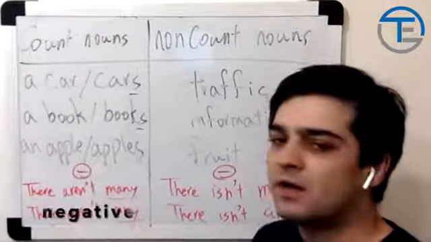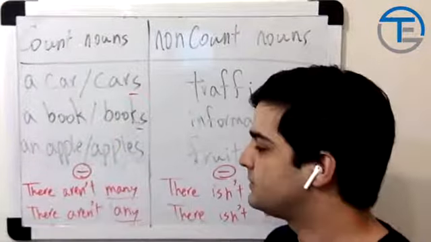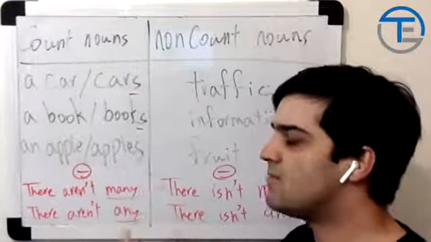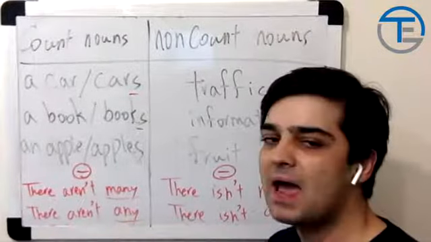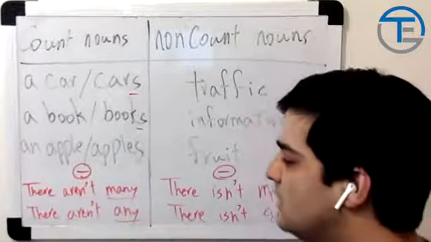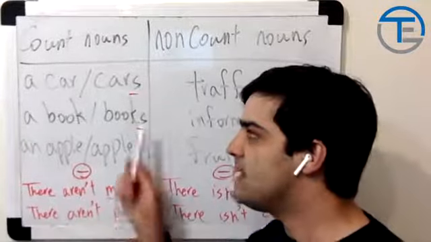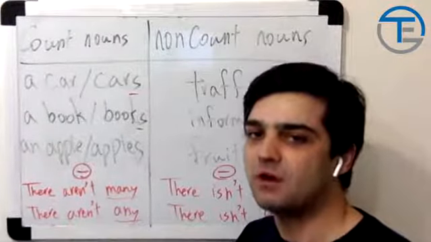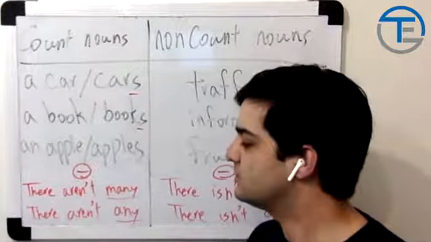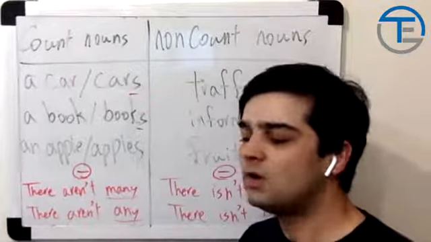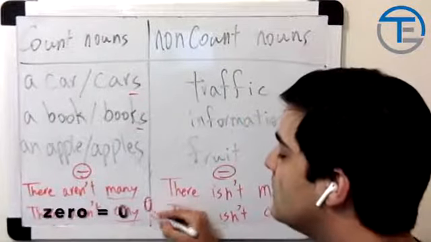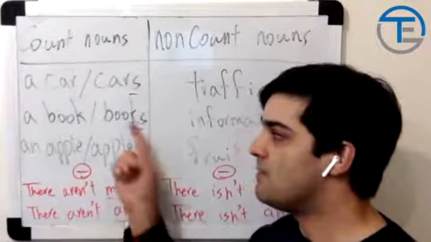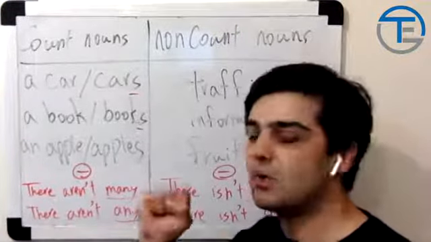To make the negative with count nouns, you can say there aren't many cars. There aren't many books. There aren't many apples. If I say there aren't many cars, it means there are just 5 cars or maybe 6 cars. If you want to show 0, you could say there aren't any books. It's 0.